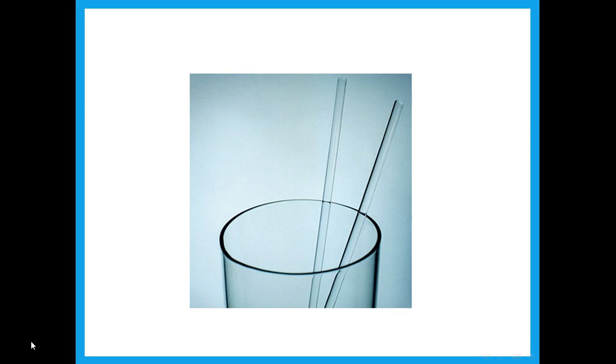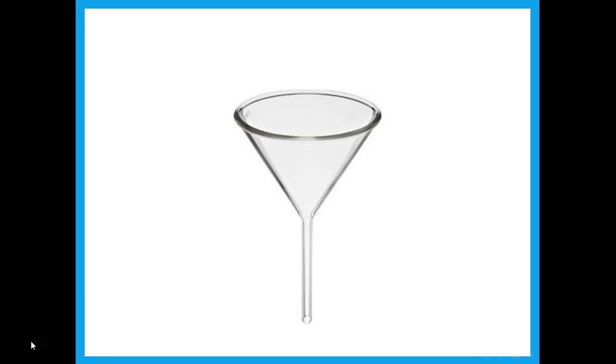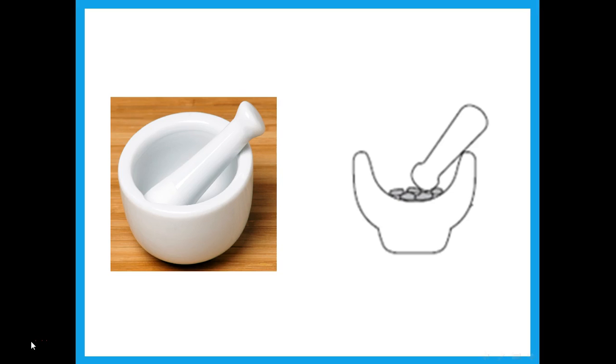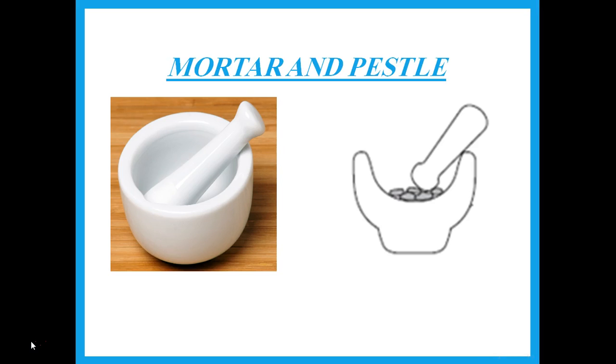What are these things in the container? These are things that we use to stir solutions. These are called glass rods. What about this one? You should know this one. This one is for filtering. This is a funnel. What are these? This is something that we use to crush solids. We call it mortar and pestle. So the container is the mortar, and the handle that you use to crush the solid, that is called a pestle.